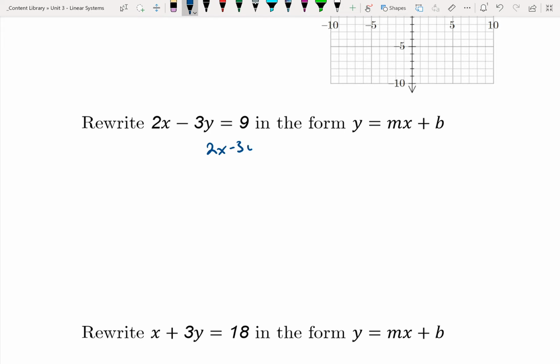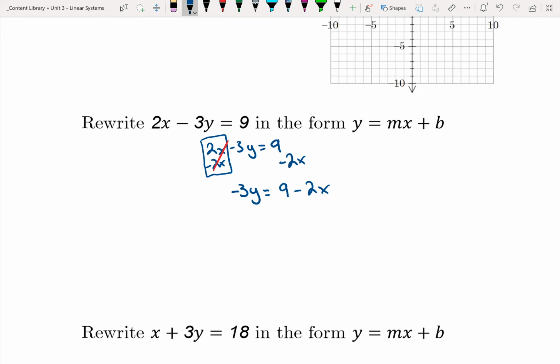So 2x minus 3y equals 9. I need to get y by itself. I'm going to move the separate term first. It's going to cancel out on the one side. I'm left with minus 3y equals 9 minus 2x. I can't combine those two, the 9 and the 2x, because they're not like terms. One has an x, one doesn't, so I just leave them separate.